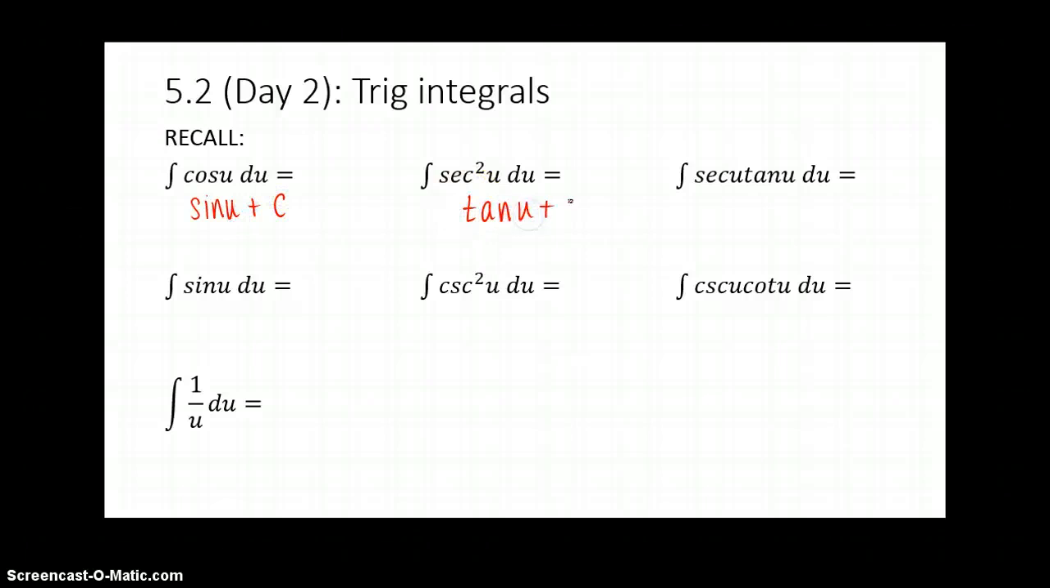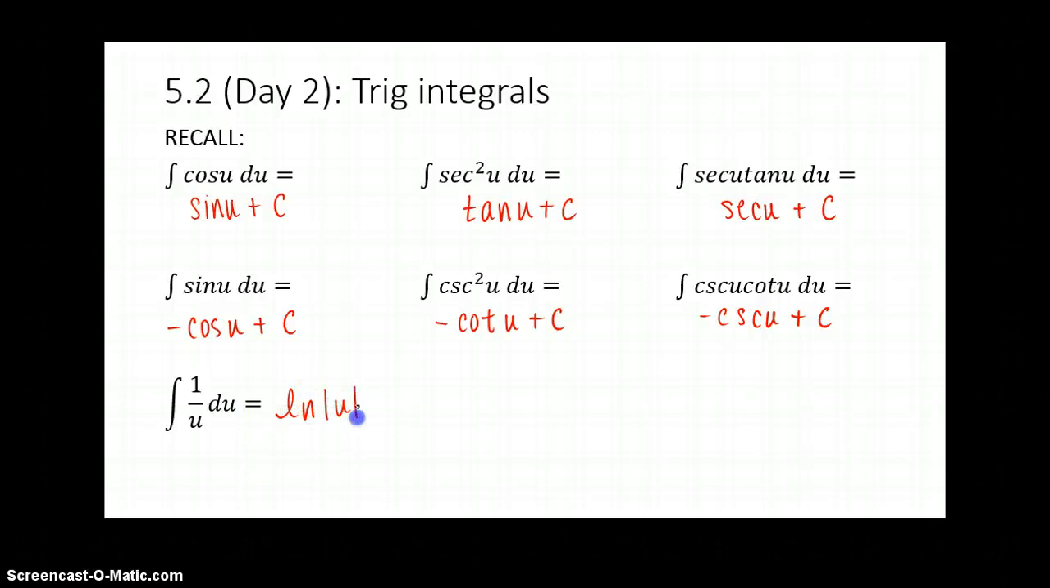This is tan of u plus c. Secant of u plus c. Negative cosine of u plus c. Negative cotan of u plus c. And then negative cosecant of u plus c. And then what we talked about yesterday, our log rule. This is the natural log of the absolute value of u plus c.